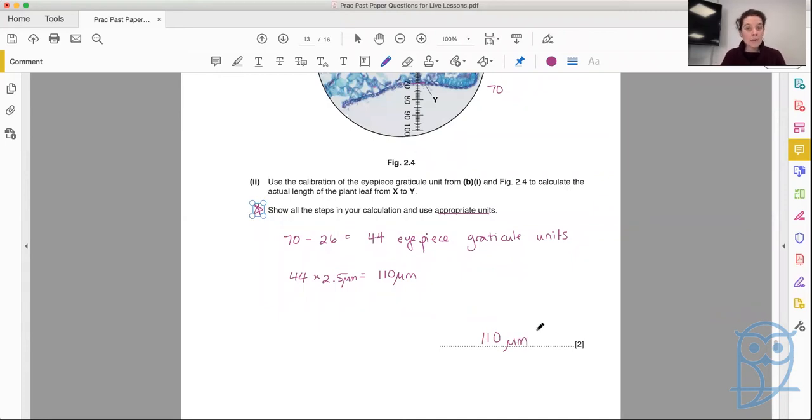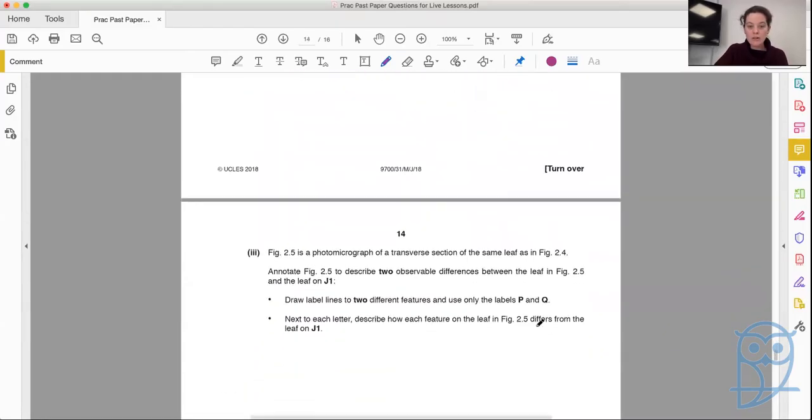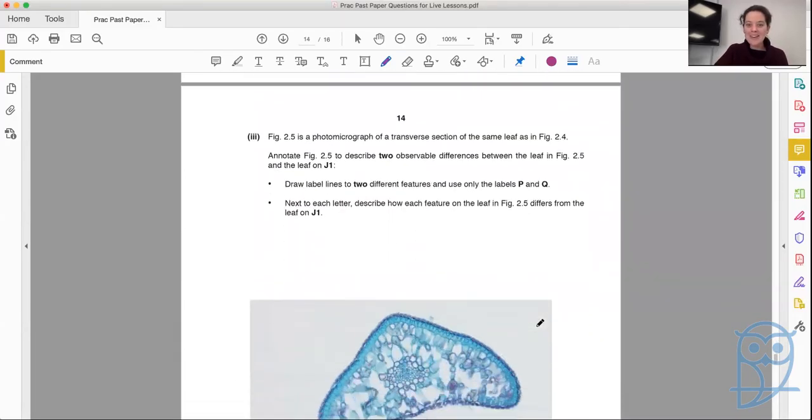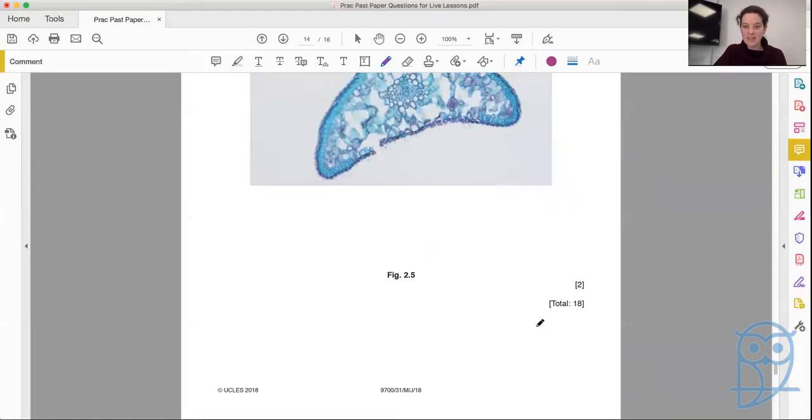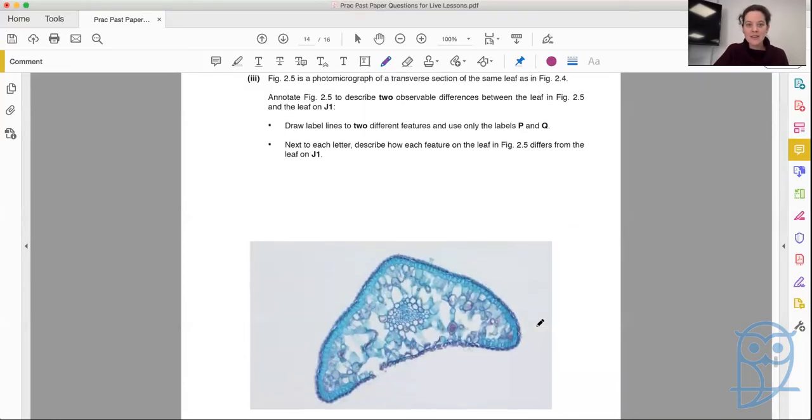So we calibrated our eyepiece graticule, and then we used that calibration in a calculation, all based on image work. So there's no need for you to have a slide to do this. So there's very valuable resources in these microscope questions in your prac papers. So if we move on, we have another image. See, image work is fantastic. In fact, this is the end of the question. So what have we got?